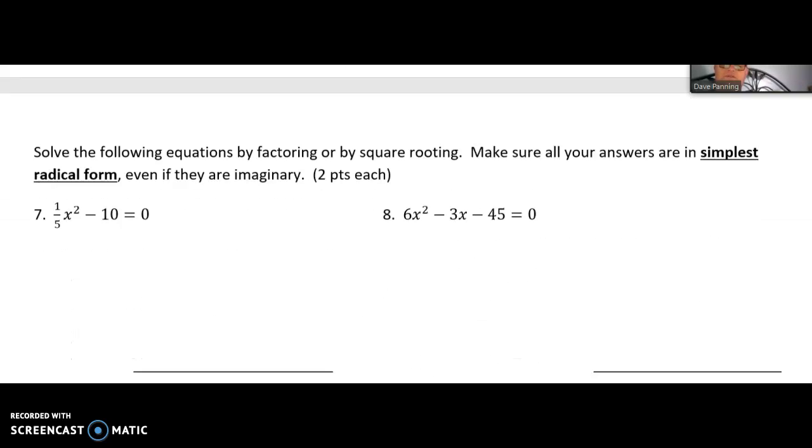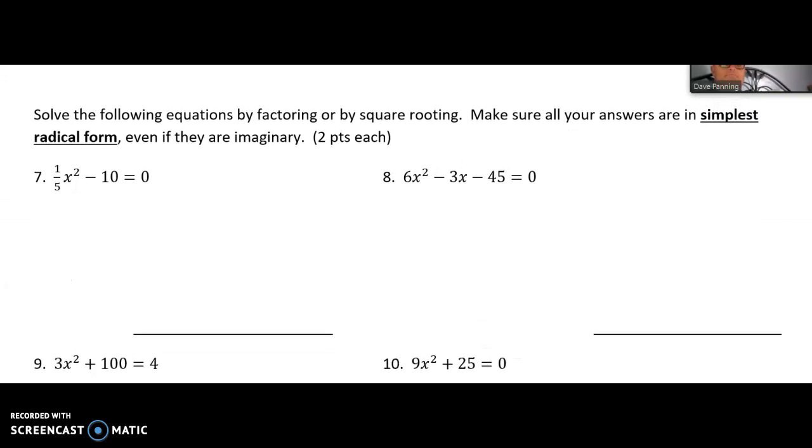Let's turn it over, go to the next page. Now here, we're actually starting to solve equations. And you can see they're equal to something, so they can be solved. And so we just have to remember to put our answer in simplest radical form. If we're square rooting, and it looks like 3 of these equations, that's exactly what we're going to be doing.